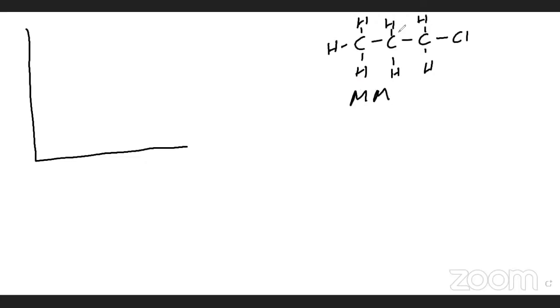All right, let me do it the other way around. Let's look at the structure of a compound, and then we're going to fill out the chart. So let us say we have chloropropane. The mass of chloropropane: chlorine is 35, we have three carbons, that's 36, and then seven hydrogens, that's a mass of 78. So the molecular mass of our compound is 78.